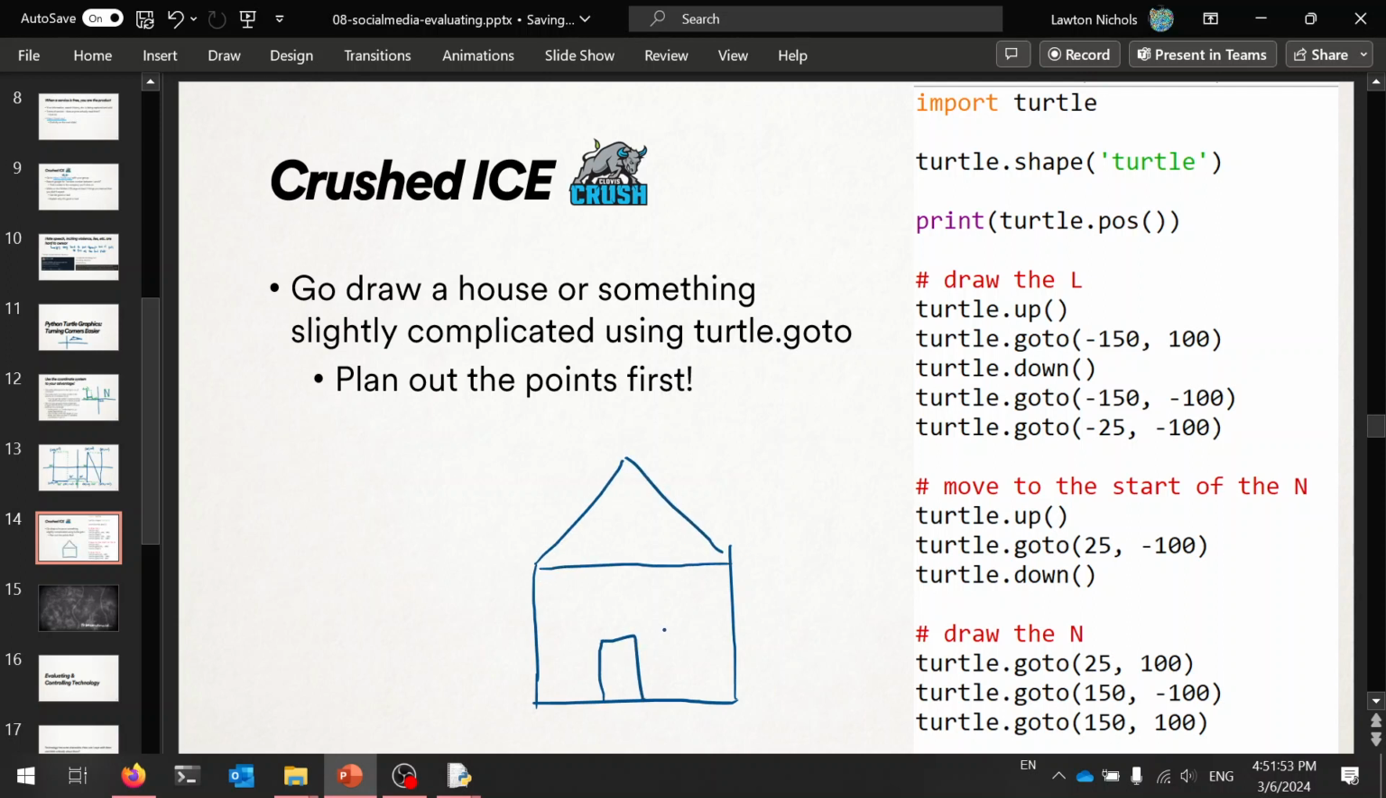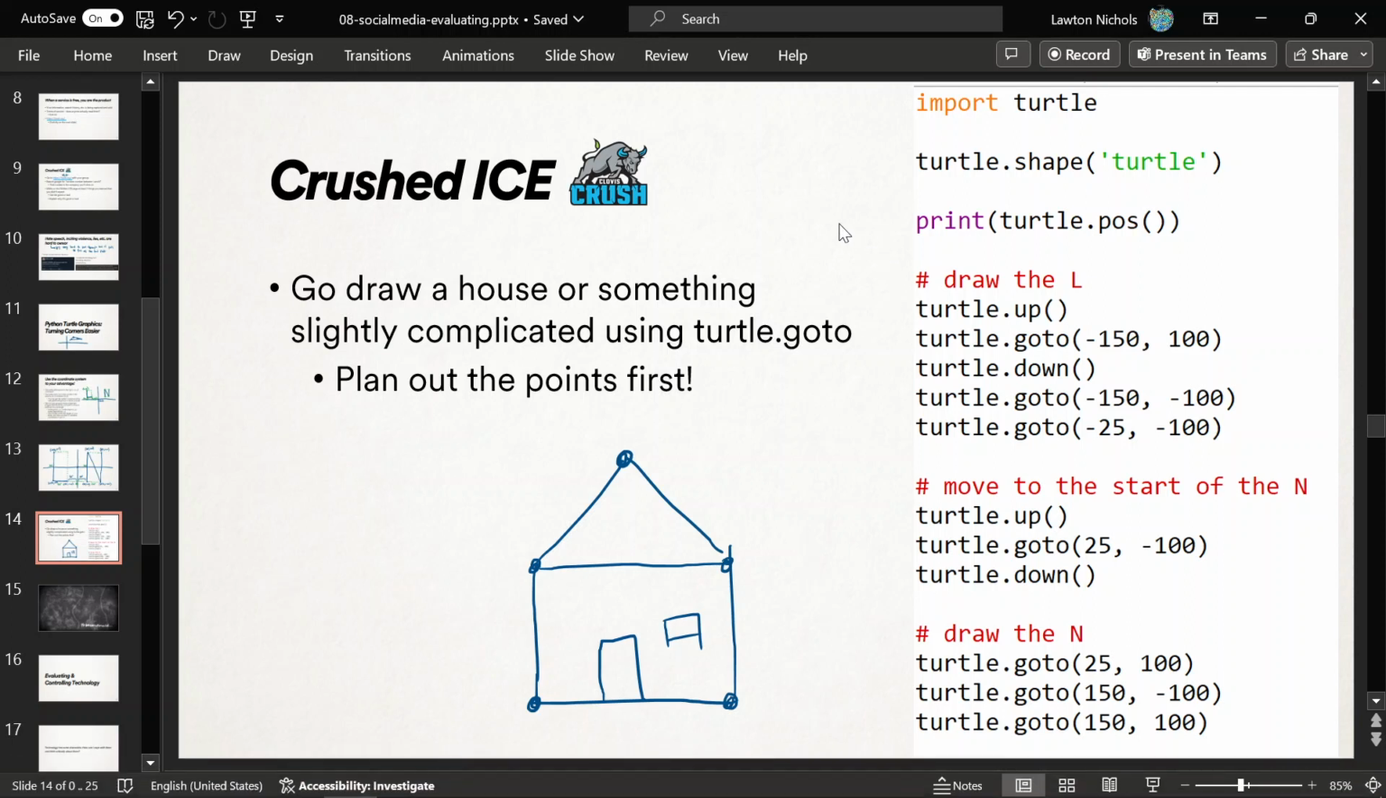Give it a door and a window if you want to. But plan out the coordinates. Like I need to go here and here and here and here. The second you've done that, it becomes easy. Yeah? So see if you can get something cool on your screen. And I'll come around and help you if you're having any trouble. And then that'll be it for the day. But you want to plan out the points first, like we were doing.